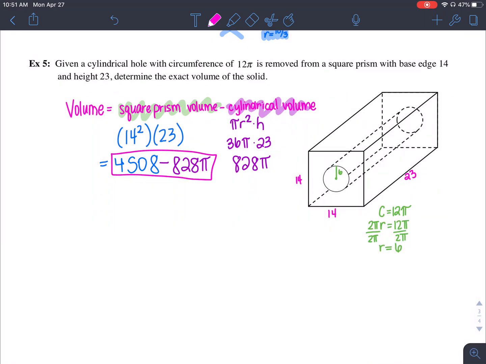For a bonus, this one would actually be really cool to do the total surface area. So if you're ready for a challenge, try that.